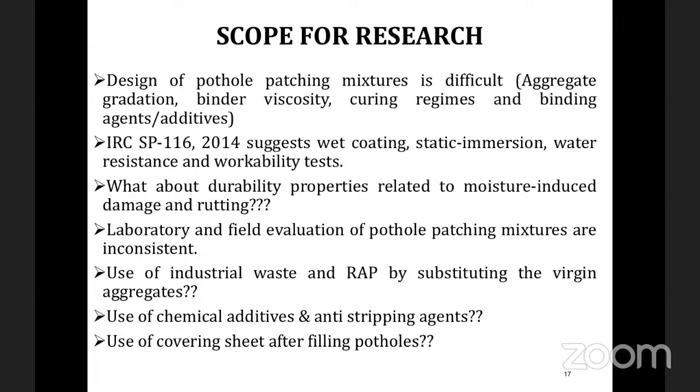You can develop your own mix by substituting the virgin aggregates, nothing but the granite or basalt, which is locally available in your area. And you can compare pothole patching with conventional aggregates, pothole patching with steel slag, or pothole patching with RAP. Like that, you can work on binders: we can modify them with polymers or crumb rubber, with cutback and emulsion. Next is the use of chemical additives and anti-stripping agents.